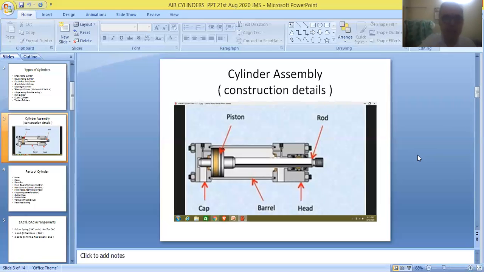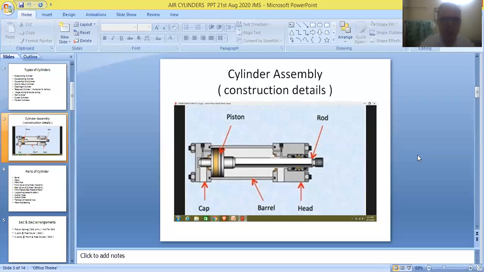And finally, we can see the arrangement of tie rods. So this is one rod used for connecting the front and back covers of the cylinder, and another tie rod for connecting again the front and back covers of the cylinder. These tie rods will be coming above the circumference of the cylinder for joining these two covers of the cylinder.